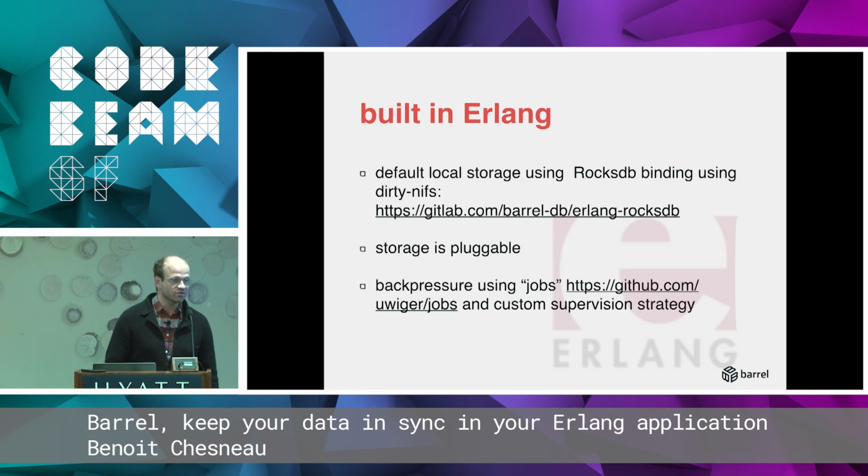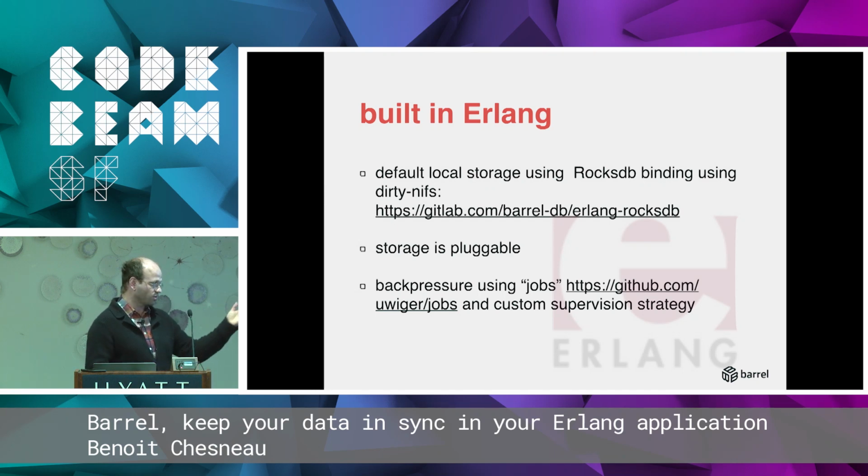Everything is about back pressure inside Barrel because it has to work on small machines. So the cheapest ones you can find on the cloud, meaning you have 2 gigabytes and 1 or 2 virtual cores, something like that. It has to work on that, with 2 gigabytes or 4 gigabytes of memory.